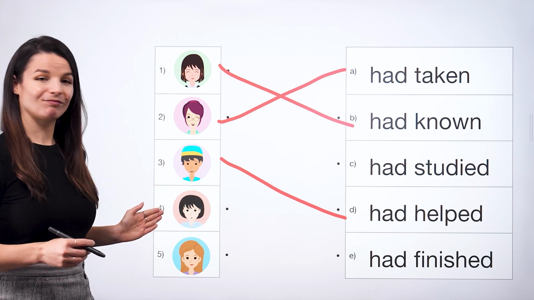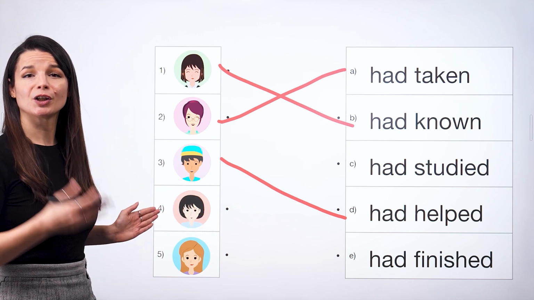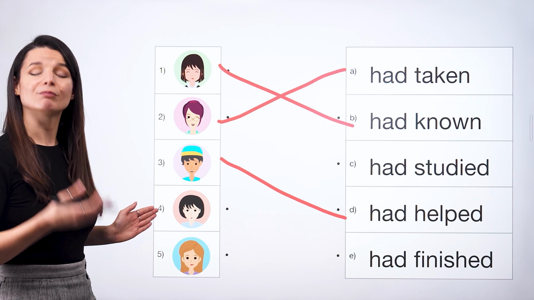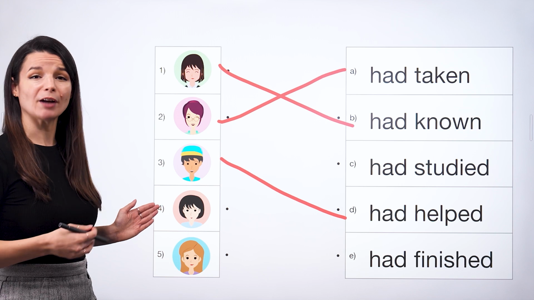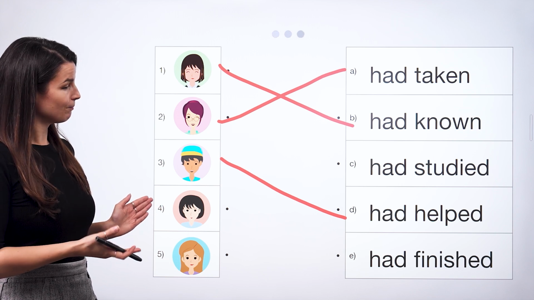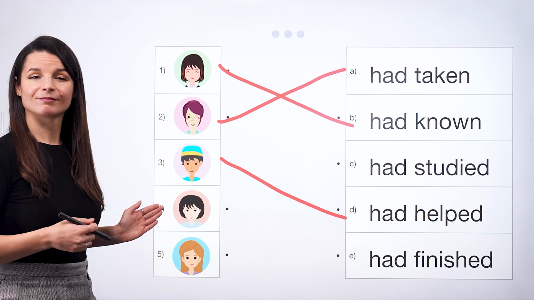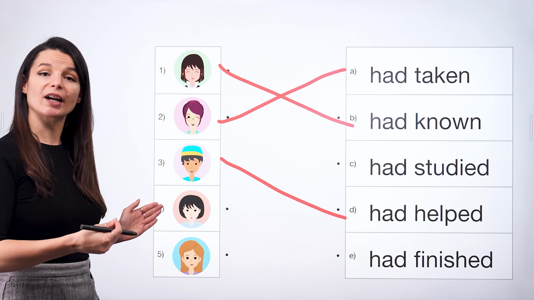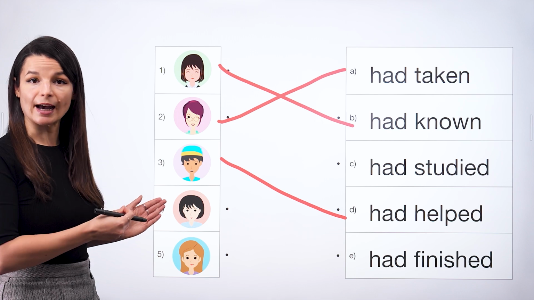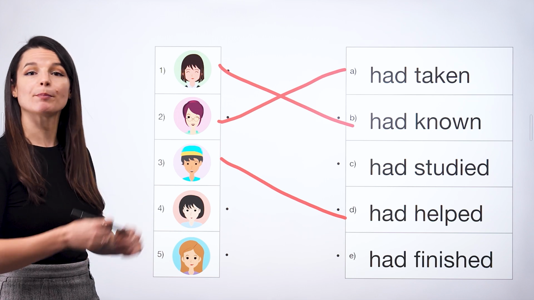Next. If I'd finished earlier, I would have helped you. One more time. If I'd finished earlier, I would have helped you. Did you hear I'd finished? I'd is a contraction of I and had, so had finished is the past perfect here.